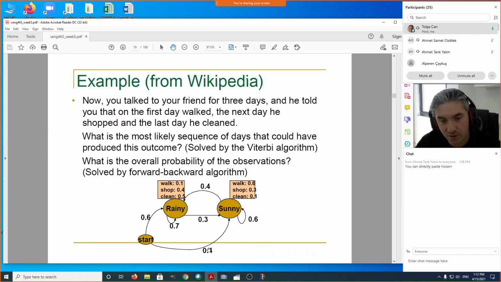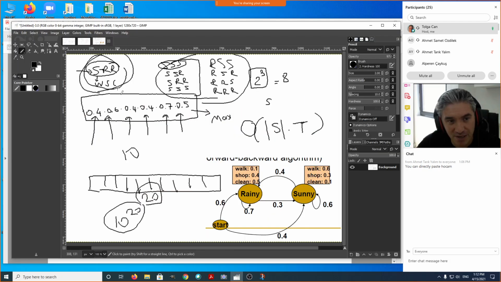All right. But we can ask questions like, what is the most likely sequence of days that could have produced the outcome? Also, we can ask, what is the overall probability of these observations? In other words, you may be saying, for example, walking, shopping, and cleaning in 3 consecutive days. How likely is observing these 3 activities? It's actually the summation of everything you have computed on all those possible days. They are all possible, right? For example, it could have been rainy, sunny, sunny.